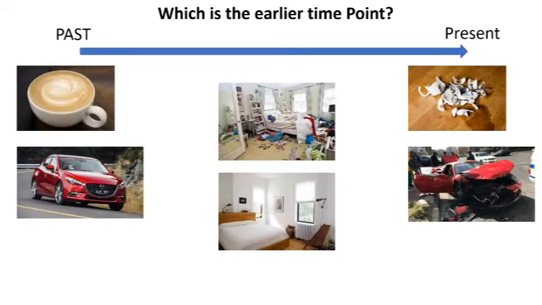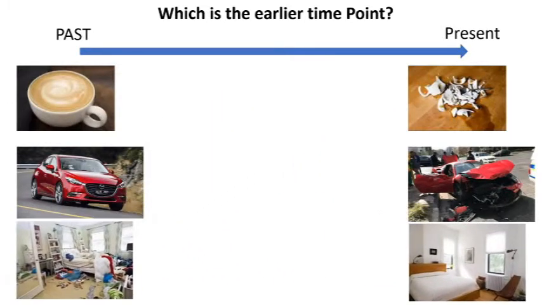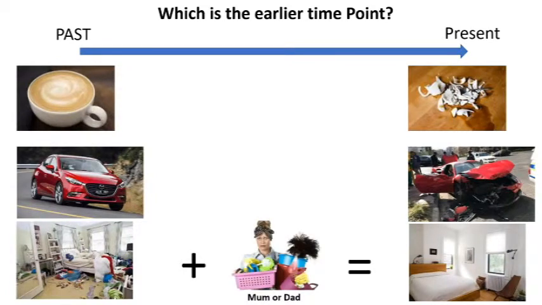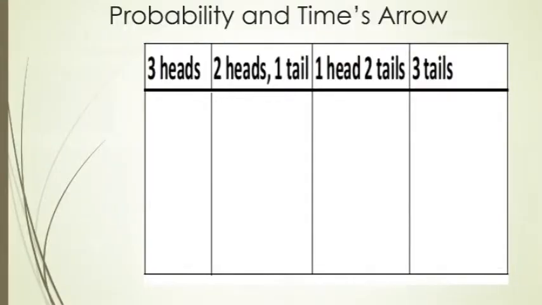You can start with a messy room and end up with a tidy room, or you can start with a tidy room and end up with a messy room. But if we put it from messy to tidy, then in fact, we need another agent involved, and that is either mum or dad who has cleaned up the room of their messy child. So why does this happen? Well, it is actually all to do with probability. And probability is so fundamental that it actually controls what is known as time's arrow, or the direction of time.